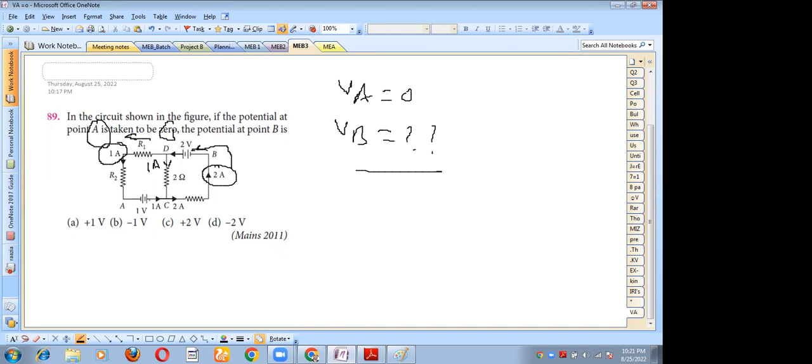Now again here we have 2 amperes. So here we can have two loops. If you see, we have two loops. Suppose this loop is L1 and this loop is L2. And our aim is to find the potential at point B. We have to find the potential of point B.